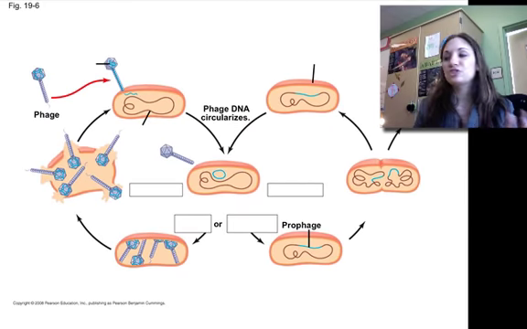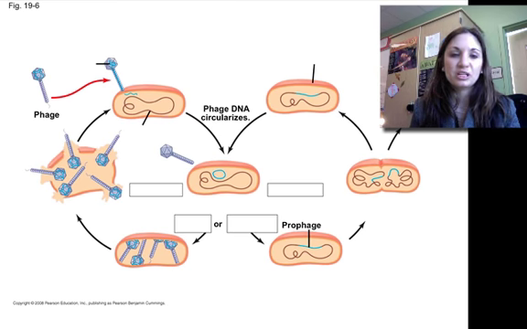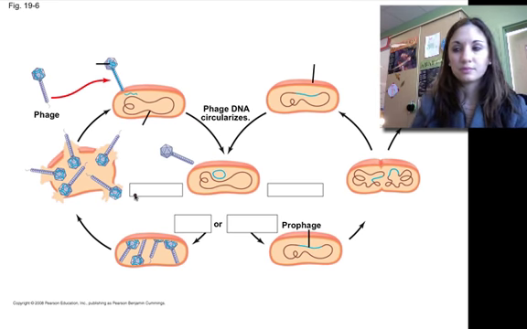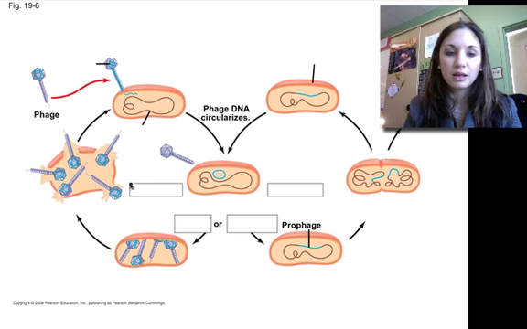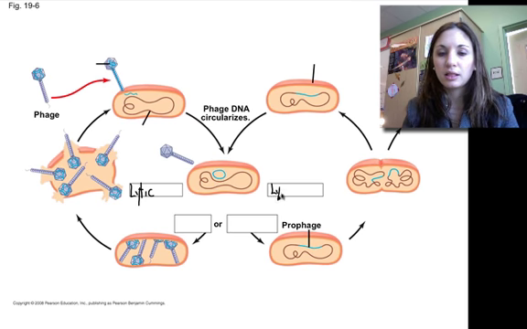Now, viruses have two different styles to their life cycle when we're talking about these phages. They can either be a lytic lifestyle or lysogenic.